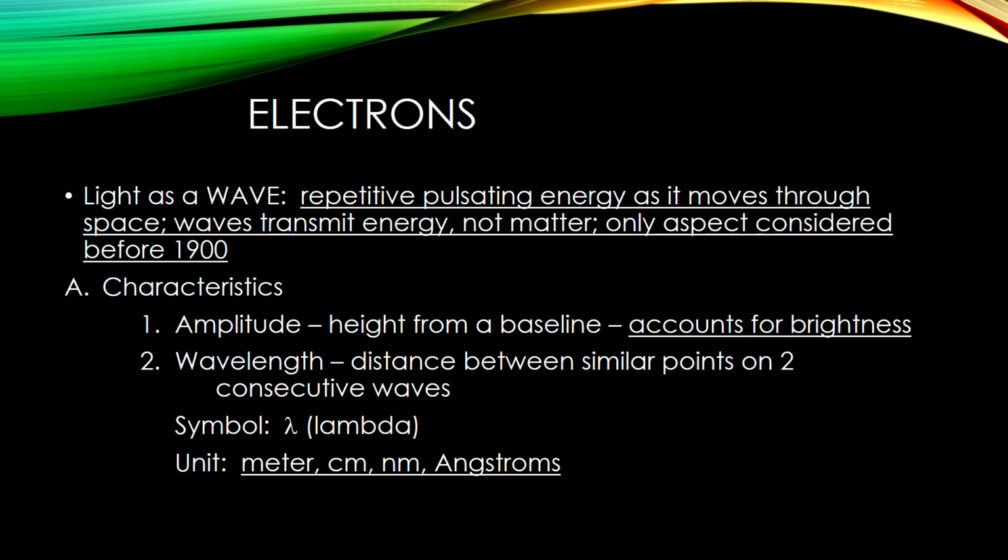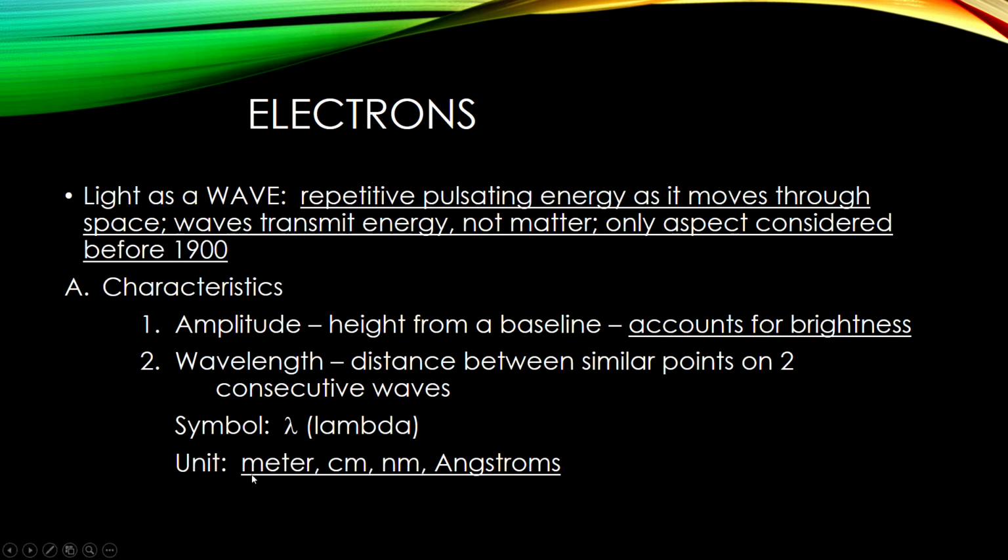So let's look at a couple of the characteristics here. Waves have amplitude, and this is the height from the baseline. This accounts for its brightness. It also has a wavelength, which is the distance between similar points on two consecutive waves, and we will take a look at that in our diagram coming up in a little bit. It is represented by the Greek letter lambda, which looks kind of like an upside down Y, and its unit comes in some different forms.